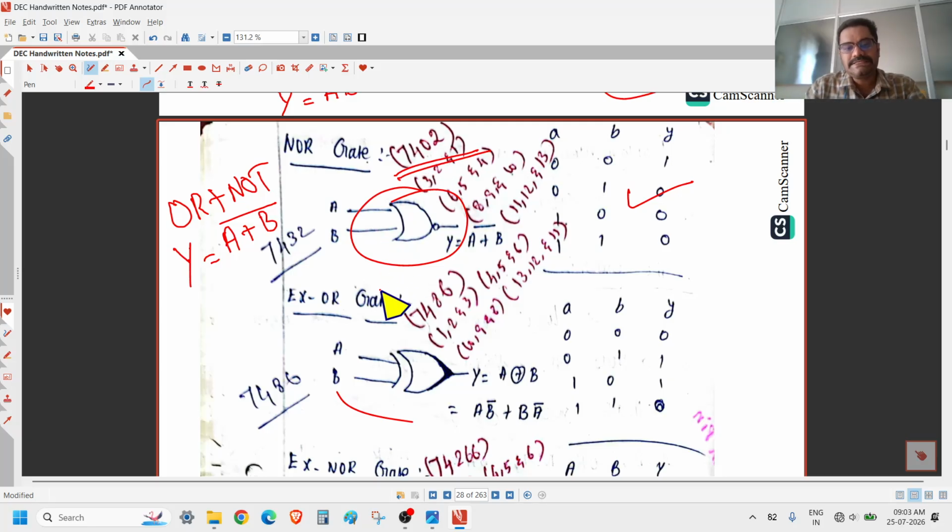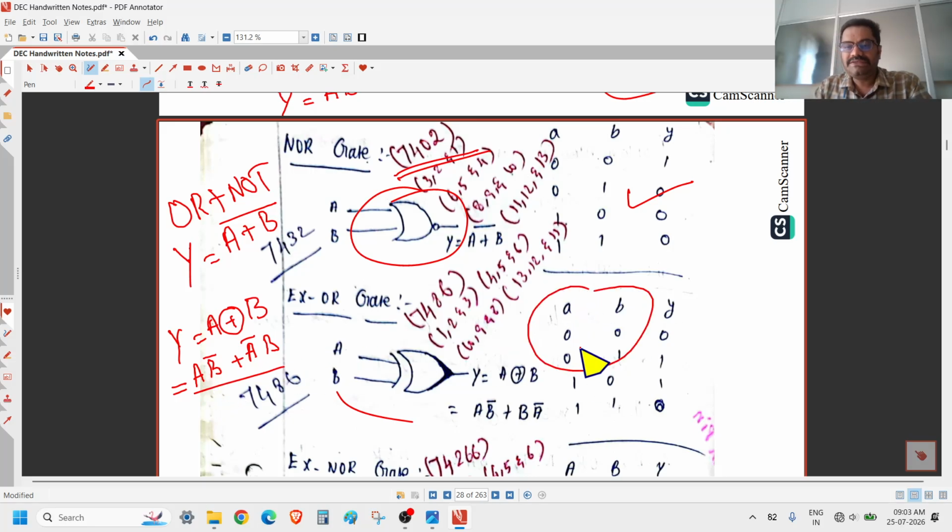So the next gate is the EXOR gate. It is a special kind of gate. Generally the operation of the EXOR gate is y is equal to a EXOR b. This is the output equation of the EXOR gate. We can expand this equation as y is equal to a into b bar plus a bar into b. With the help of two inputs, we substitute the inputs and get the outputs with this equation. Otherwise, there is a shortcut method to find the output of the EXOR gate.